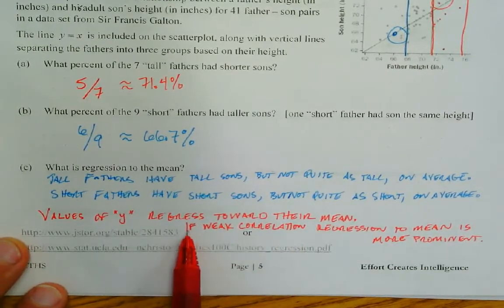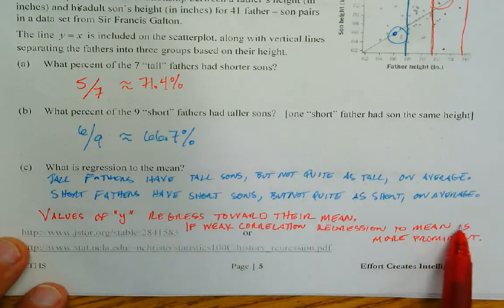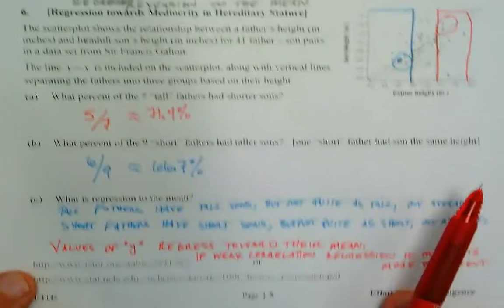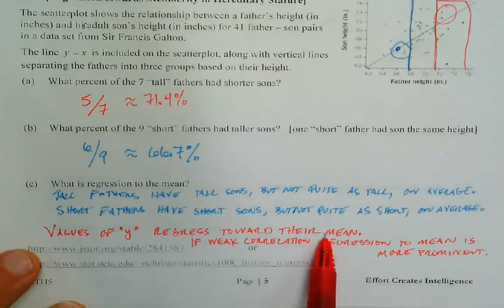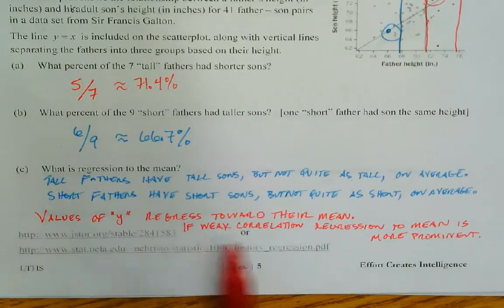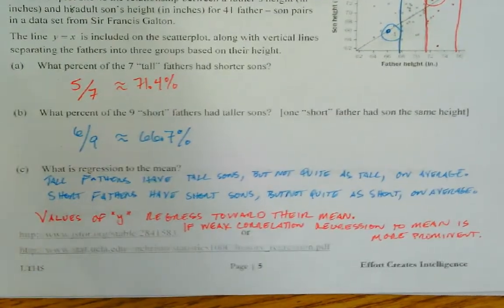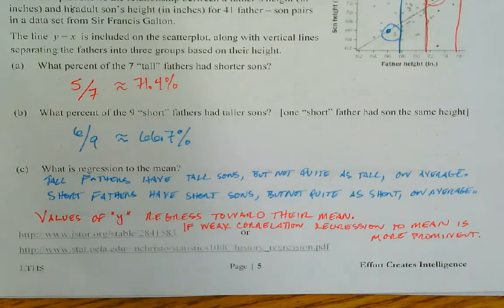It's important to note that if there is a weak correlation, this regression to the mean is more prominent. So the less correlation there is between some variables, the more common it is for the response variable to revert toward and move in the direction of the mean of the response variable.